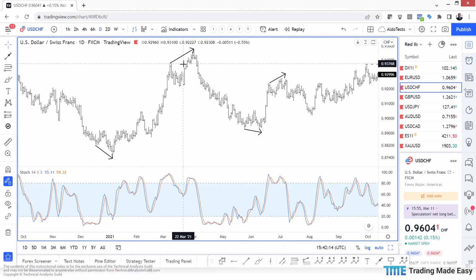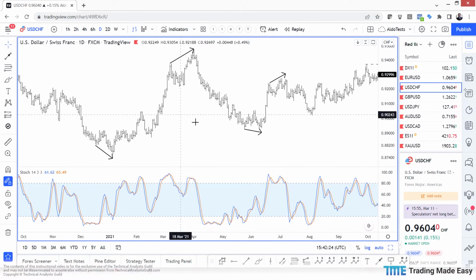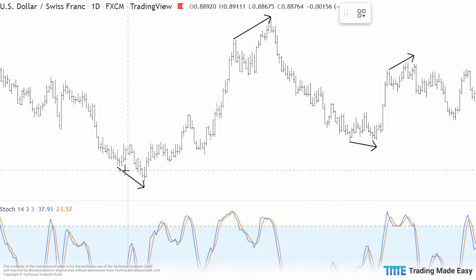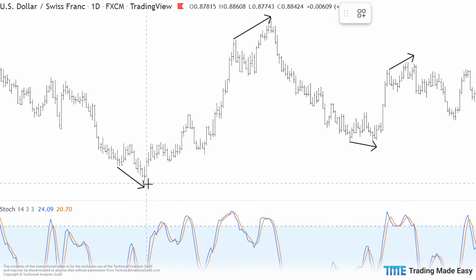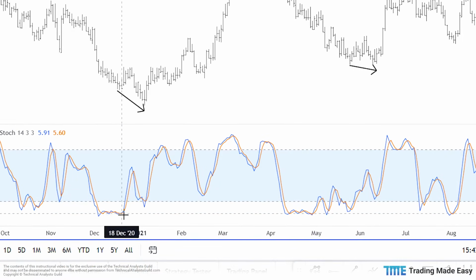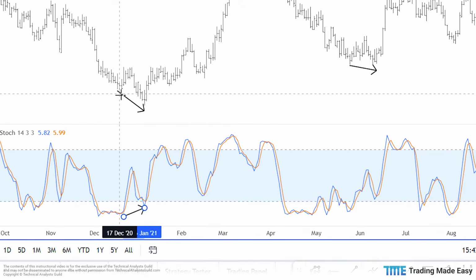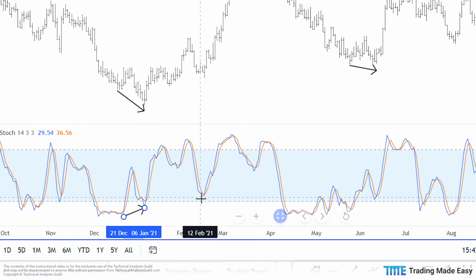In other words, price and indicator are moving in opposite directions. We can look at an example that I have prepared for you right here. You can see how prices here are moving lower. Notice that this one here is lower than this one. Now observe the stochastic at the same price. This low right here corresponds to this low, but the next low is higher, whereas the next low here is lower. So price and indicator are moving in opposite directions.